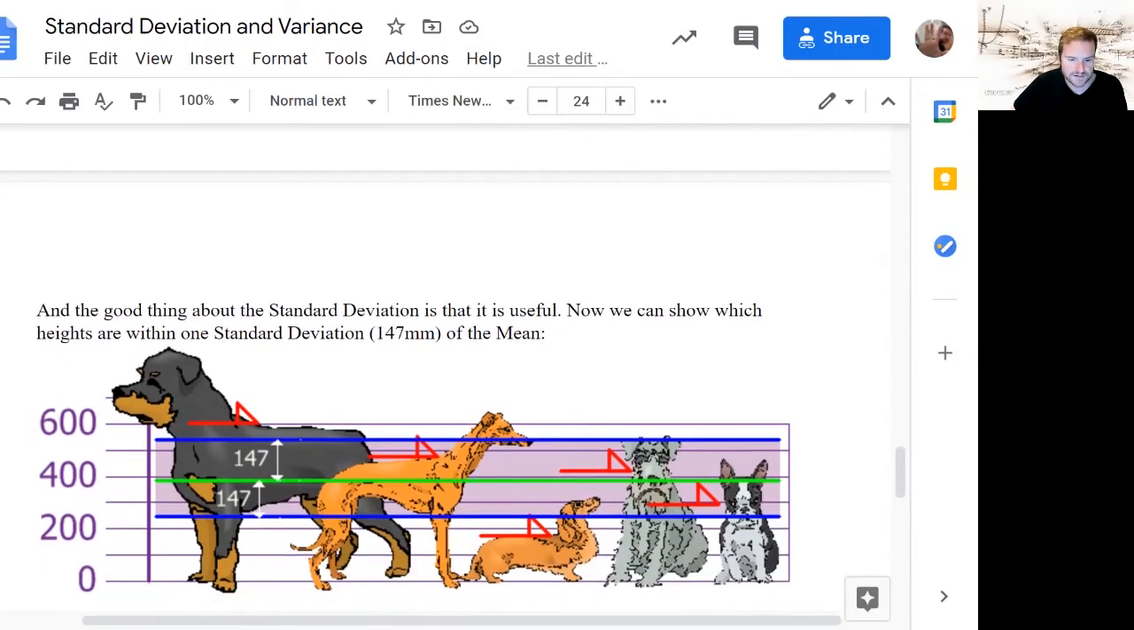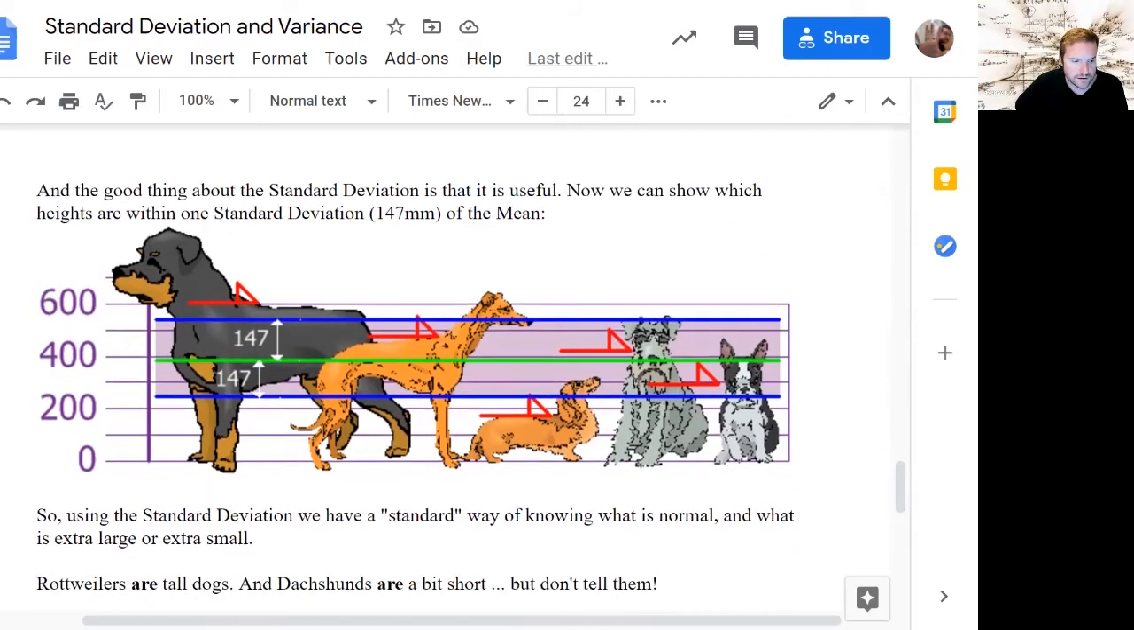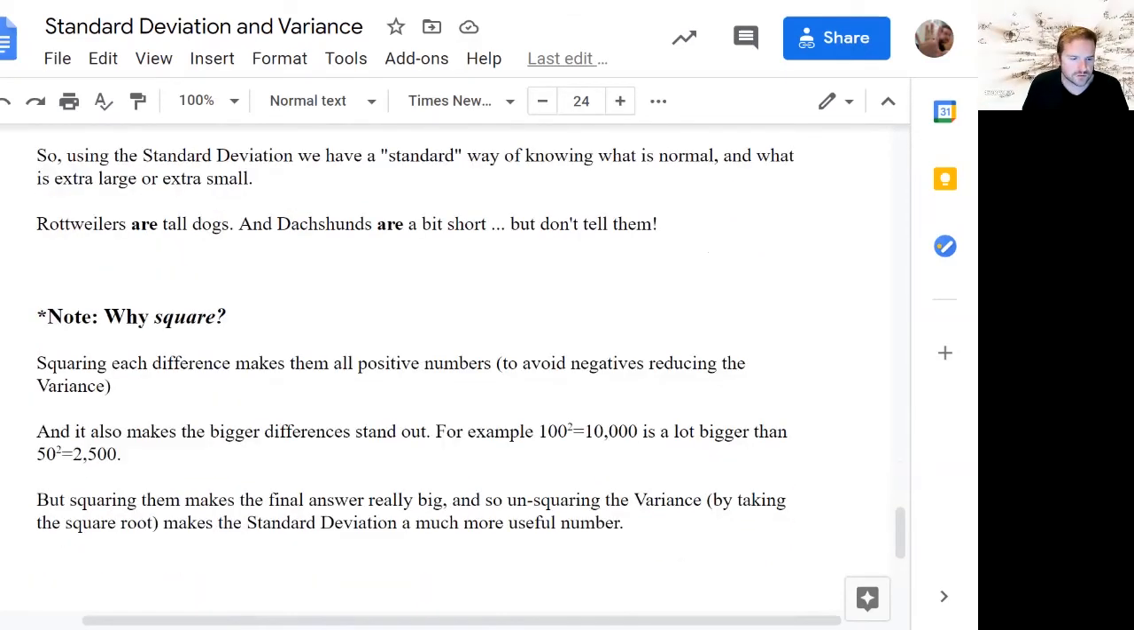The good thing about standard deviation is that it's useful. Now you can show which heights are within one standard deviation of the mean. So why should you square? Squaring each difference makes them all positive numbers. This avoids negatives, which would reduce the variance. And it also makes the bigger differences stand out. But squaring them makes the final answer really big. So unsquaring the variance by taking the square root makes the standard deviation a much more useful number.